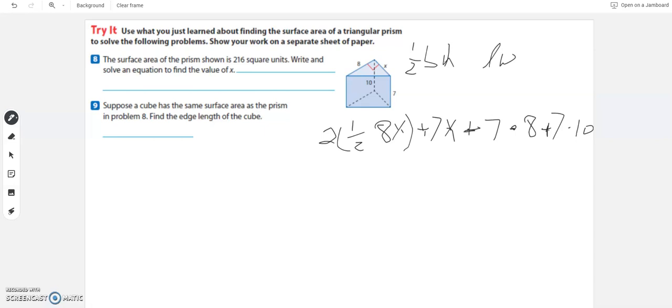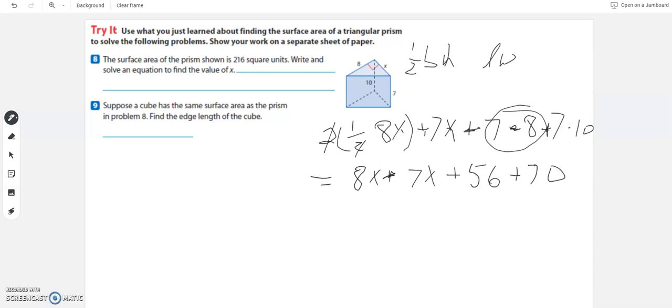So in this case, we can cross cancel this out. So we're left with 8x plus 7x plus, let's see, 7 times 8 is 56 plus 70. And we already know that this is going to equal 216.